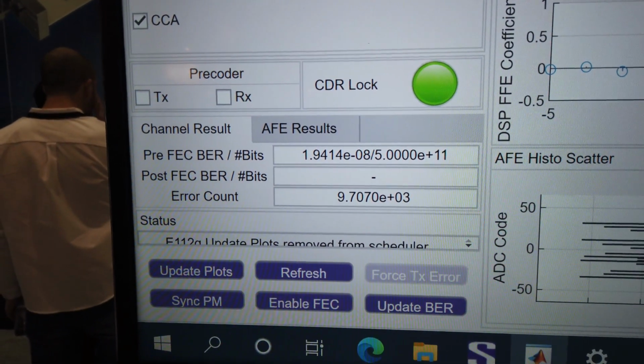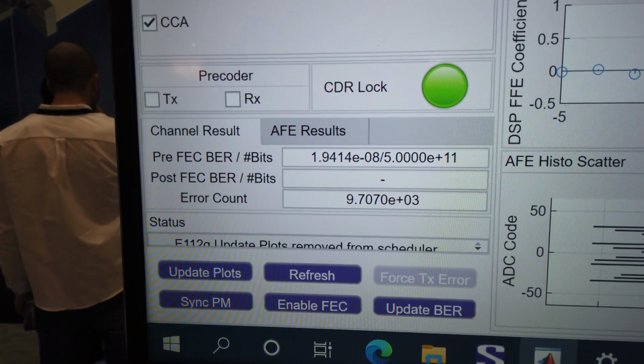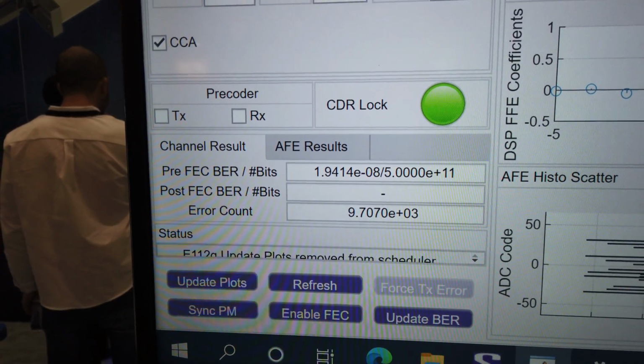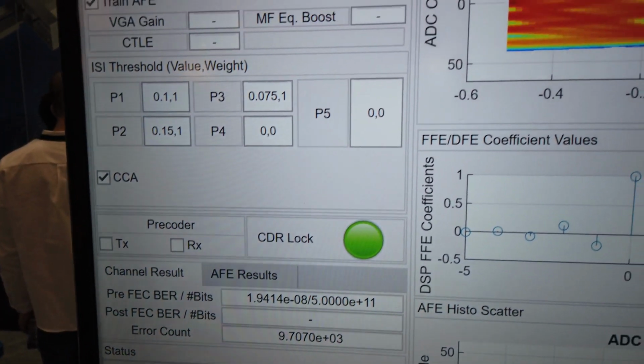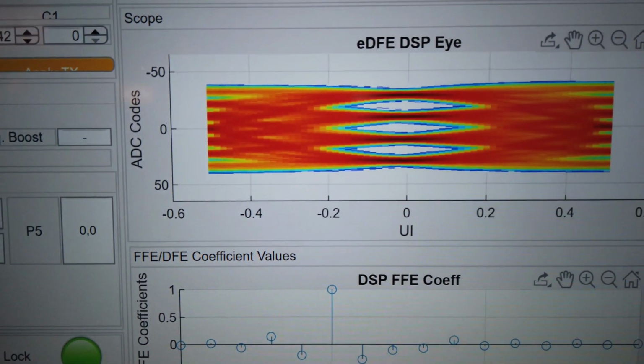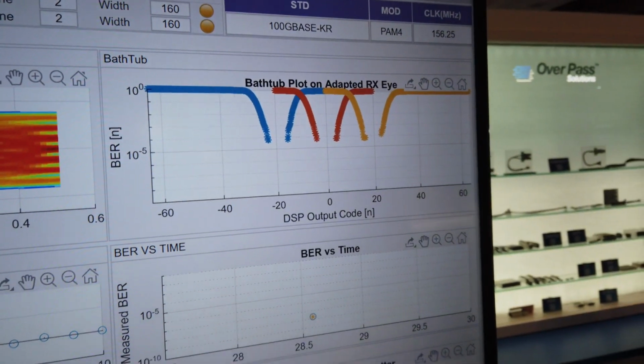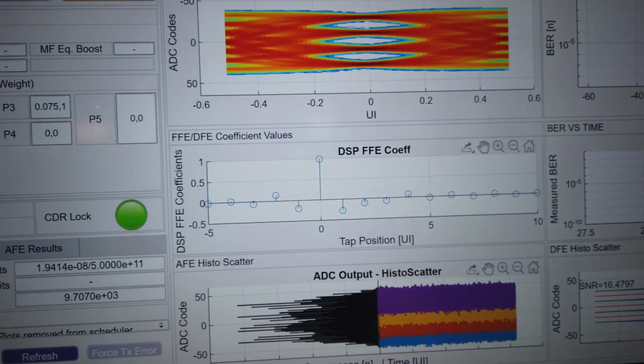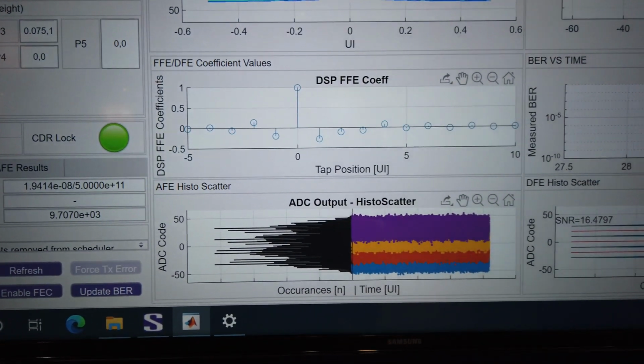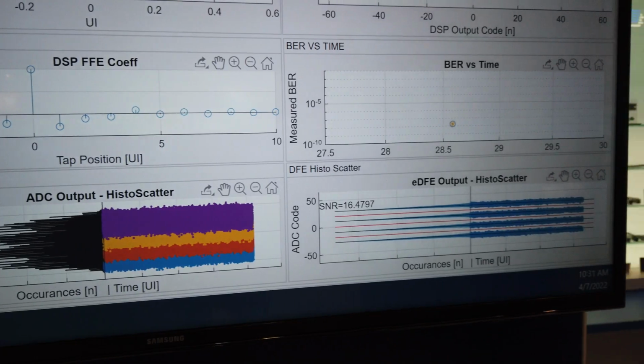This insertion loss here is 40 dB bump to bump. The receiver eyes are wide open as shown in the GUI. We are also showing bathtub plot and bit error rate plotted over time. We are also showing ADC output histogram and post-equalized DFE output histogram.